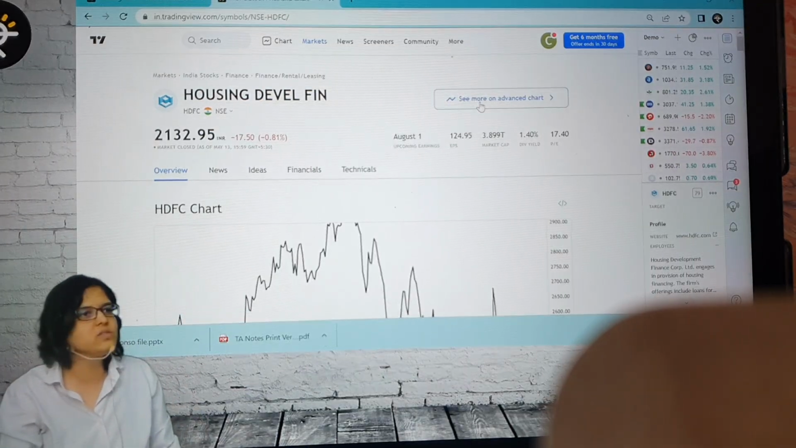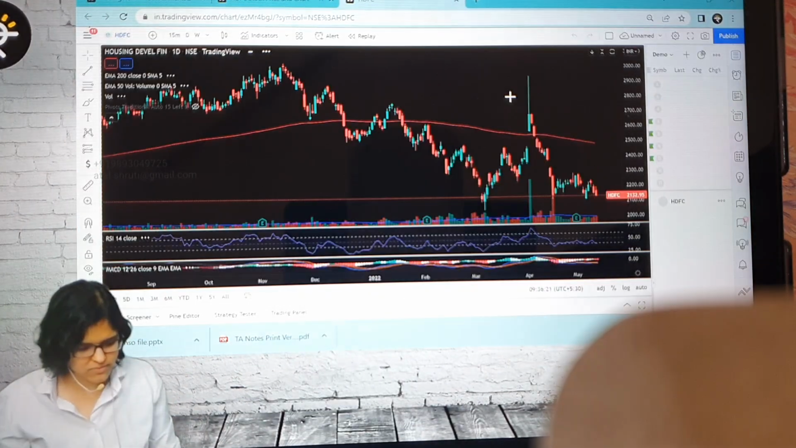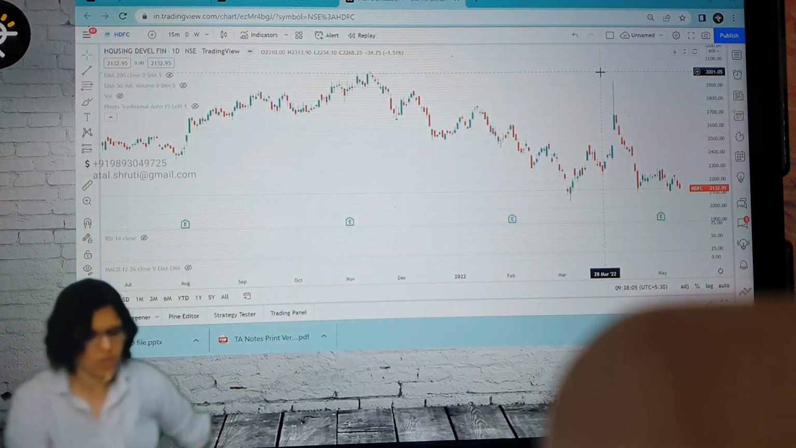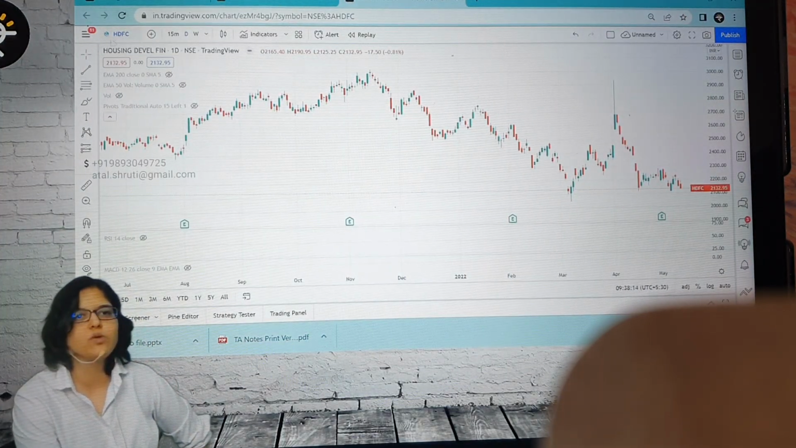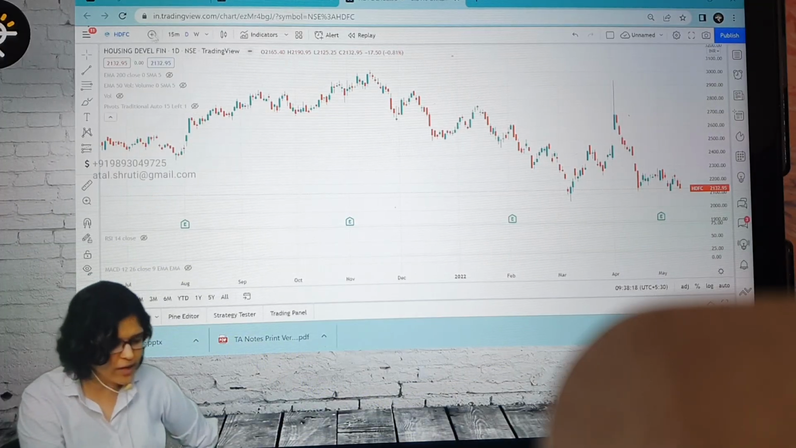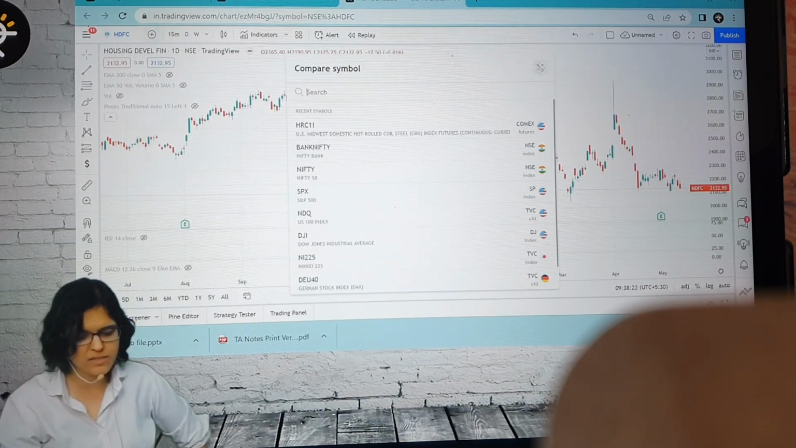See more on advanced chart. Okay, so I click here, see more on advanced chart. Okay, so here again, just in case it is not visible, wherever I am hovering the mouse, I am also reading it aloud. Here you can see the name of the script, HDFC. If I click plus here, it will ask me for any other comparison symbol, but right now we are not going to go into that.